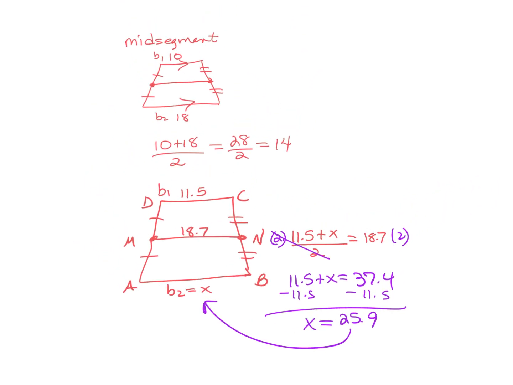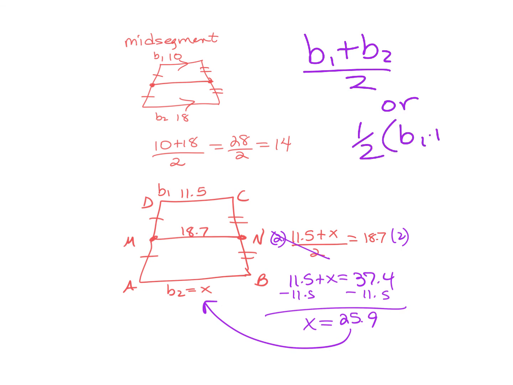So this is doing finding the midsegment or also finding the length of one of the bases. We're still using base 1 plus base 2 divided by 2, or 1/2 times base 1 plus base 2. Either way, you're using that formula and that will give you the length of the midsegment or to find a missing base.